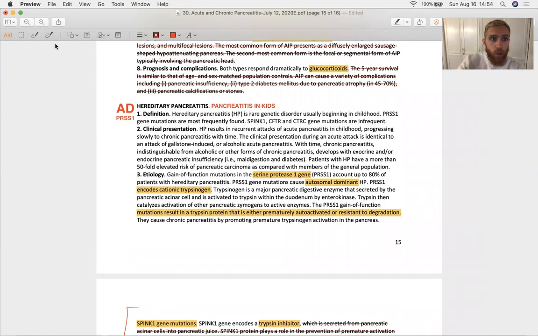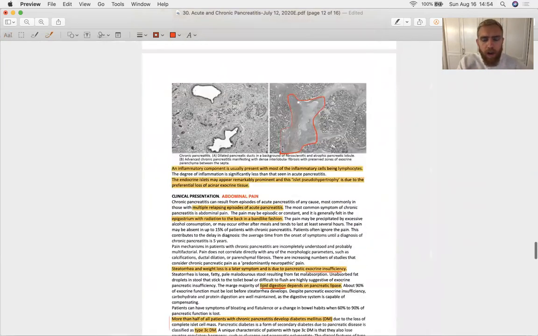So basically, you have a gain of function mutation and an overactivation of trypsinogen. So that's just adding to the pancreatic enzyme side of things, and you're not making enough enzyme inhibitor to keep that inflammation tamped down. So that's pancreatitis.